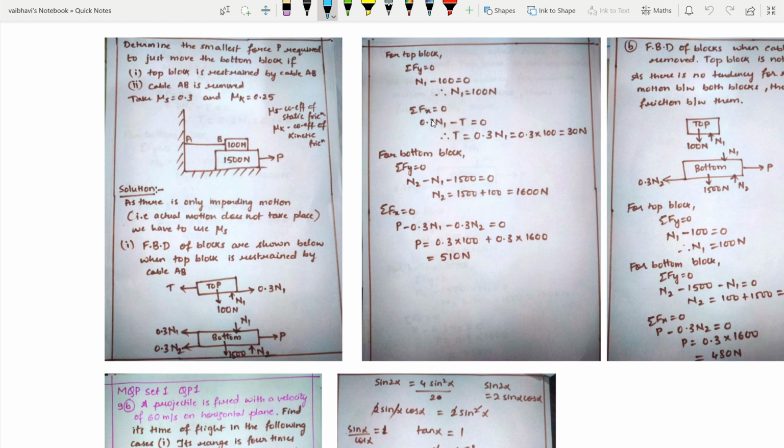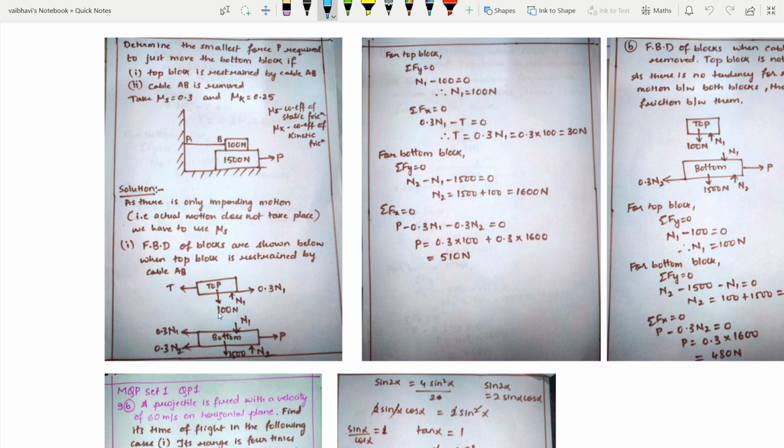So N1 is 100. Taking summation of horizontal forces, that is 0.3 N1 in this direction, and opposite is minus T. So T is equal to 0.3 N1, and N1 is 100, so 30 Newton. Then for the bottom block, sigma Fy equal to 0.